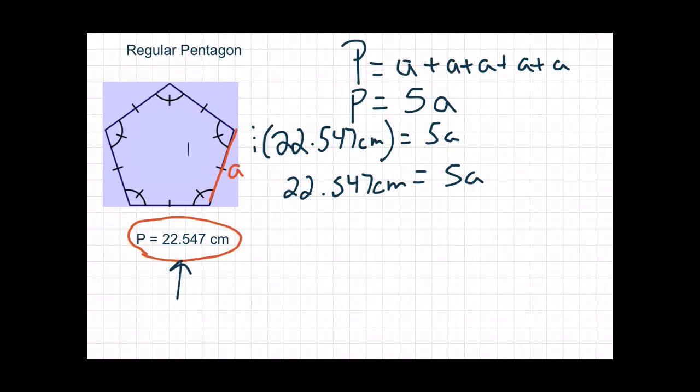by itself. The only way to get A all by itself is to eliminate the 5, and the best way to eliminate the 5 is to divide it, because it's the opposite operation of multiplying. So we're going to divide both sides by 5.